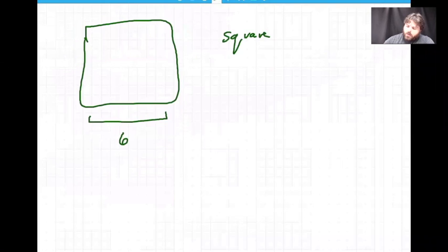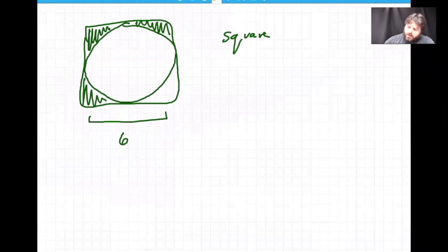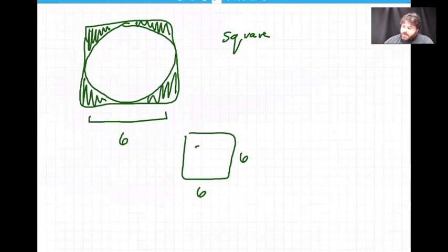Let's say we have a rectangle that has length 6. Let's call it a square, okay? So we have a square, length 6. We've got a circle on the inside, and I want to know the area of the shaded region, okay? Well, start with the outside. The outside is a square that's 6 by 6 that has 36 square units. Okay, so 36 is the area minus the area of the circle.